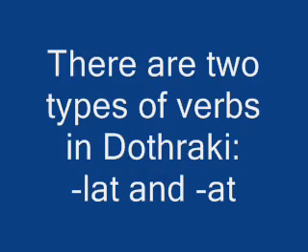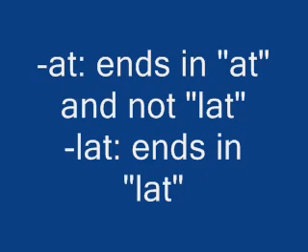Well, let's see. But first, we need to learn about the 2 types of verbs in Dothraki: the LAT and the AT verbs. Their names are derived from the last few letters in the infinitive form. If a verb ends in AT and not LAT, then it's an AT verb. Now if a verb ends in LAT, then it's an LAT verb.